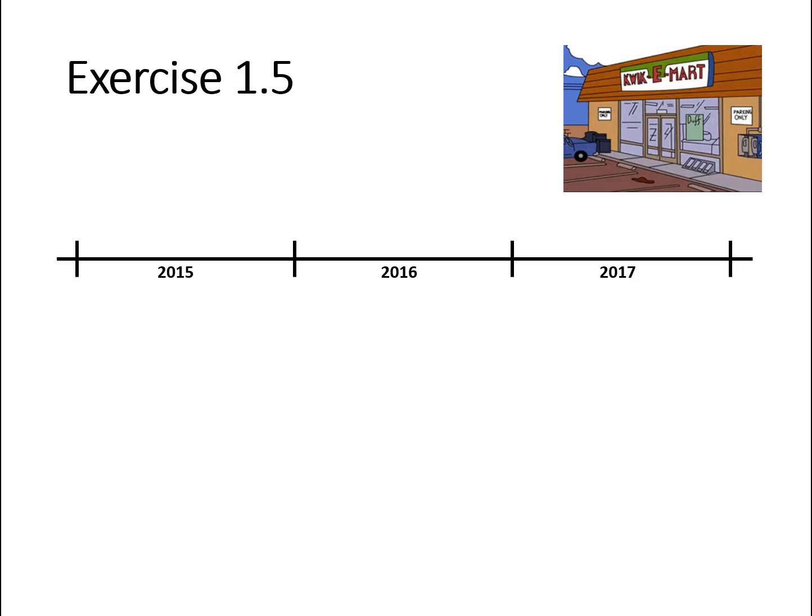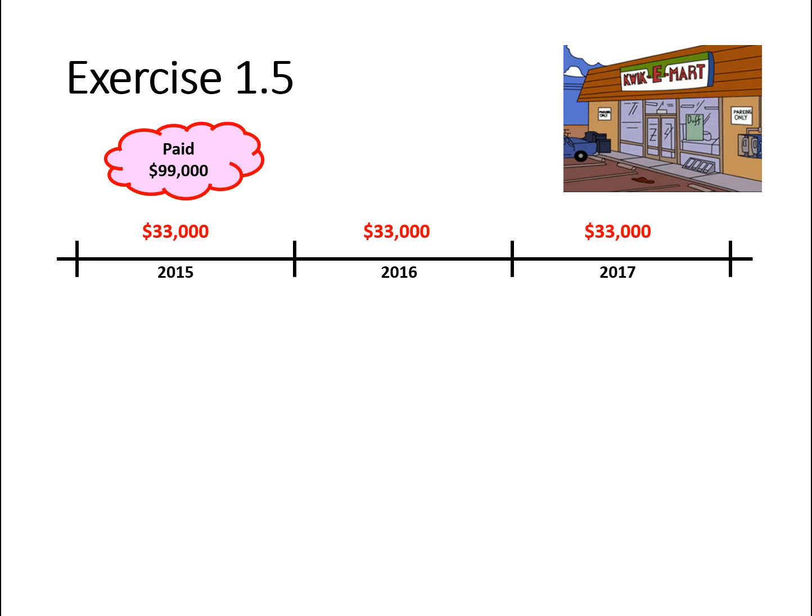In exercise 1.5, we've got the situation where the owner of a small business has rented the property for the next 3 years and paid $99,000 up front to do so. So effectively that works out at $33,000 rent in 2015, 2016, and 2017.